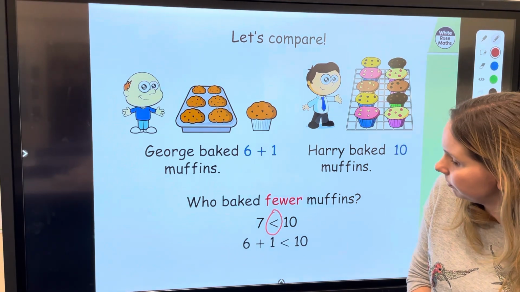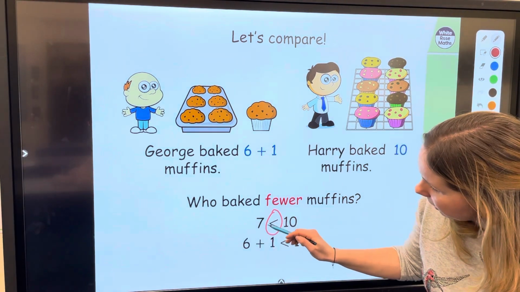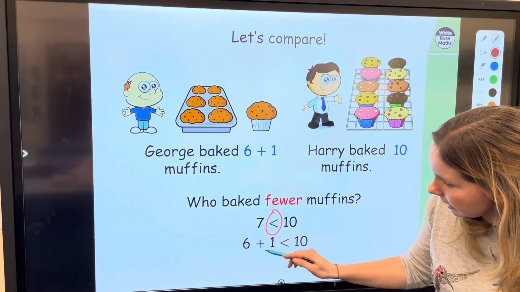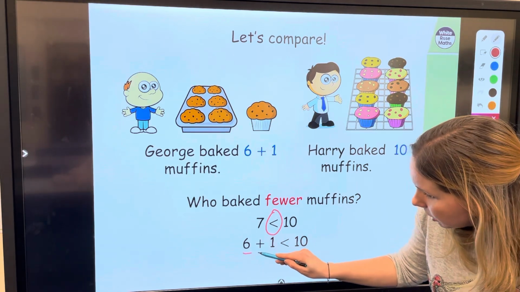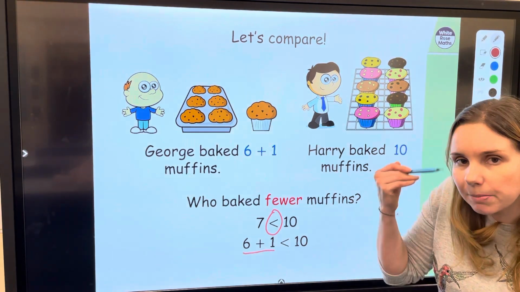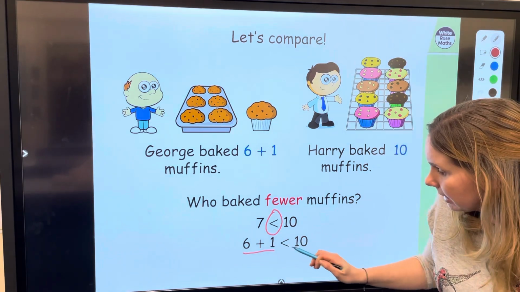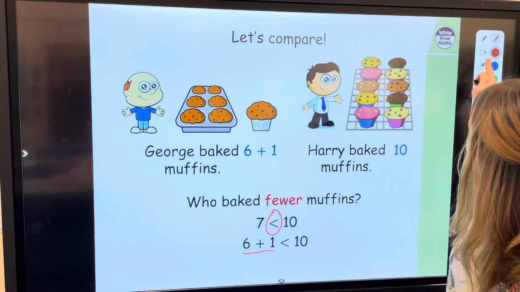Let's have a look. 6 add 1, okay, so that is where our 7 has come from because we had to work out the calculation. 6 add 1 is less than 10. And we can write that because we know what 6 add 1 is. In our minds, using those number bonds, we know that that is 7. 7 is less than 10. So sometimes we can use a number sentence.